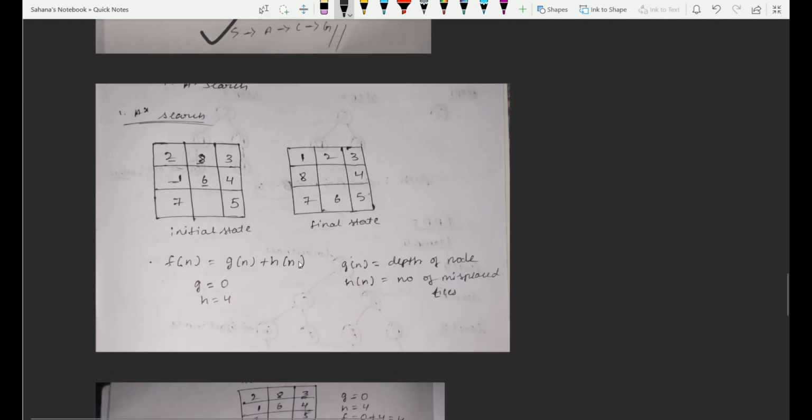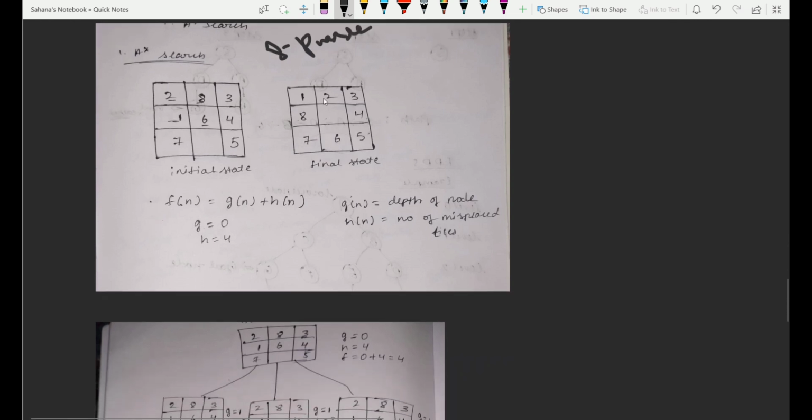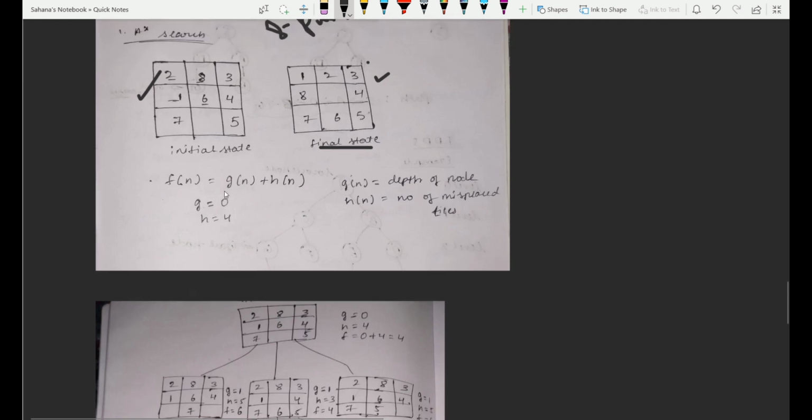Then one more question they might ask is the 8 puzzle problem, to find out using A star search. This is the 8 puzzle problem. In this we have a 3x3 grid. One is for the initial state and another one is the final state. The initial state will have misordered numbers, and in the final state we have the proper order of numbers. We should make the initial state the same as the final state, using the same A star process.